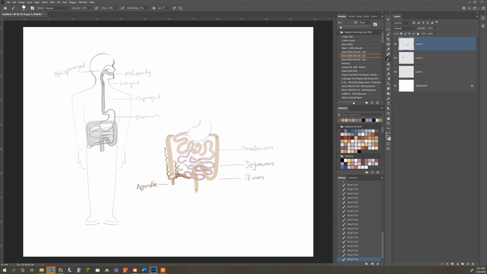So here is our large intestine, and it goes up, which is called the ascending colon, and it takes a turn where it comes across, and where it goes across is called the transverse colon, and then it turns and it comes back down.